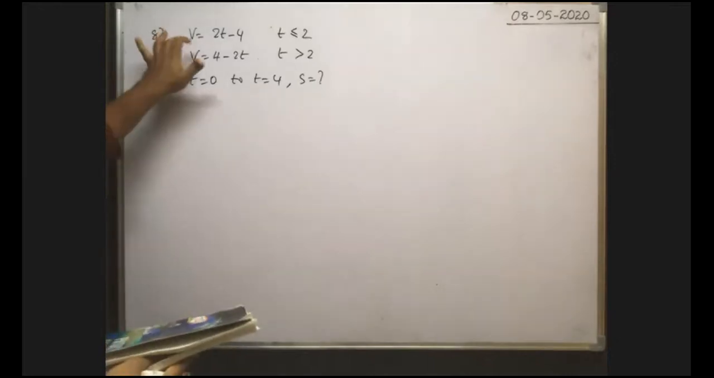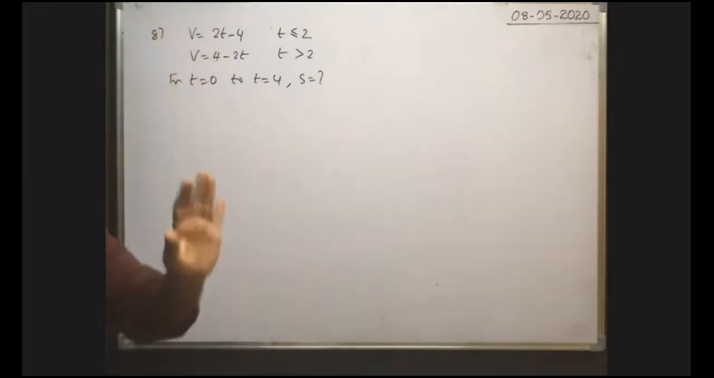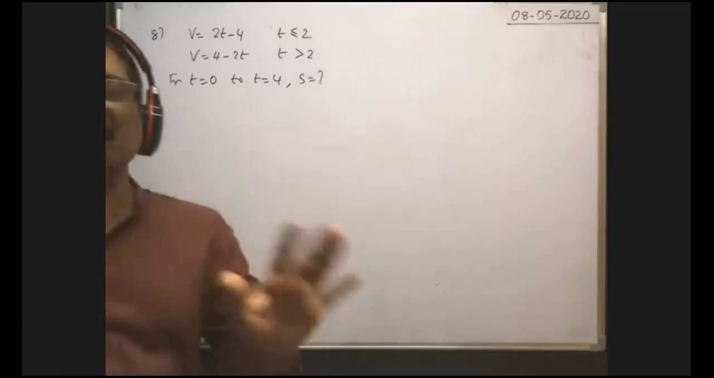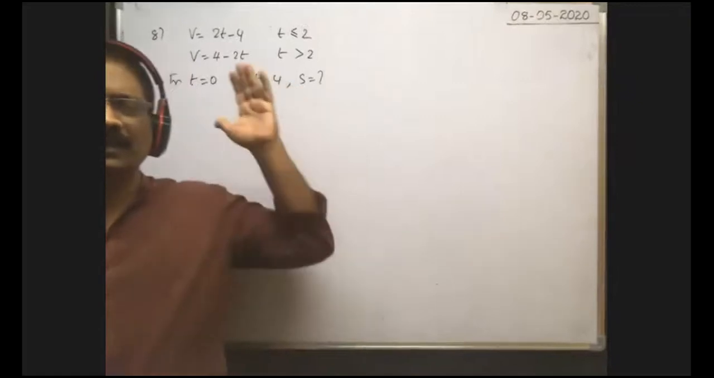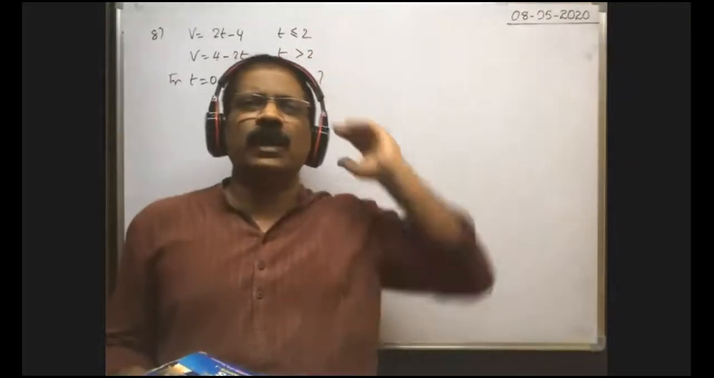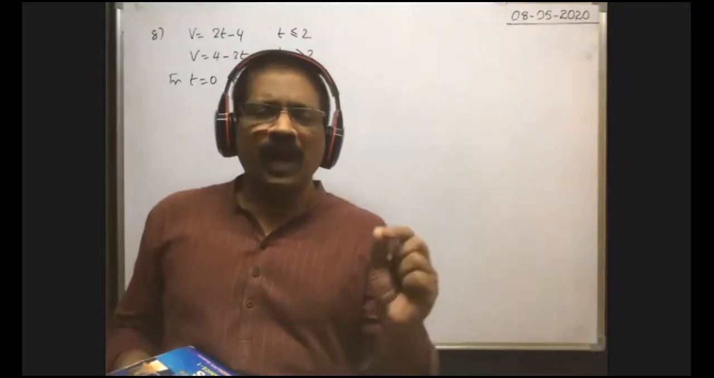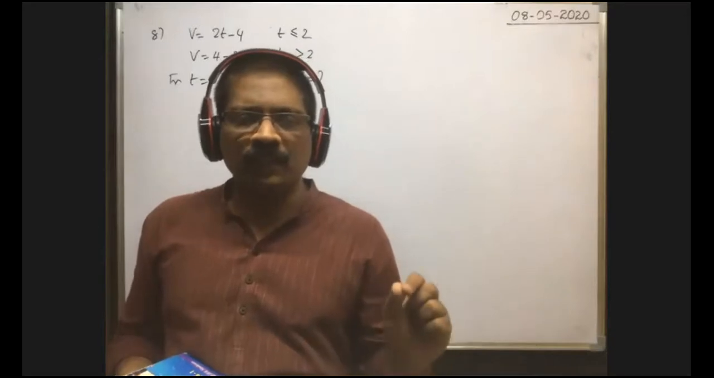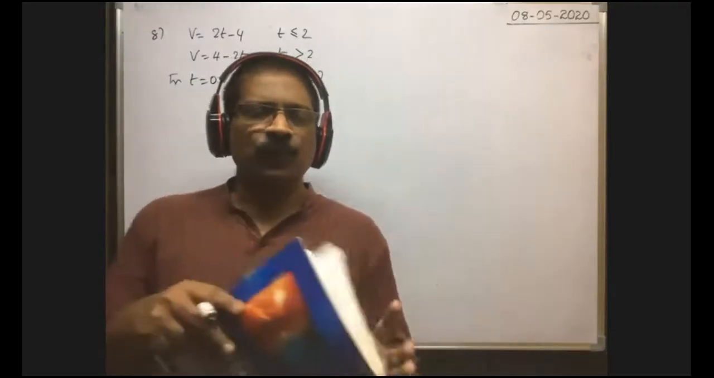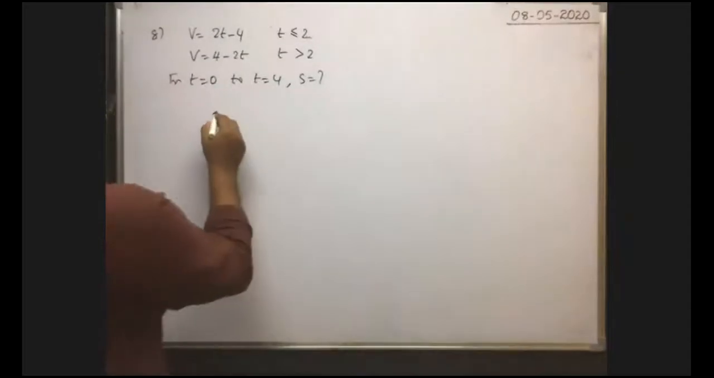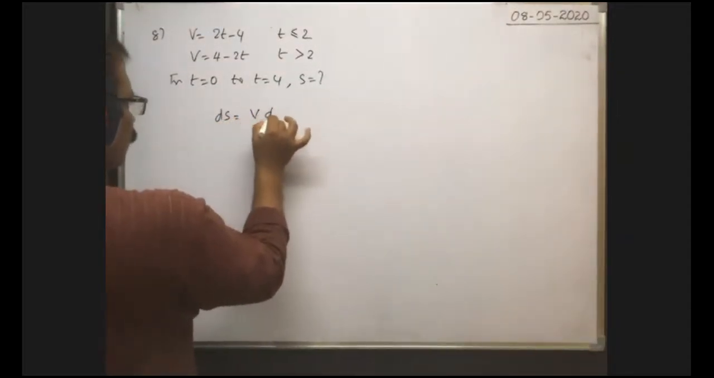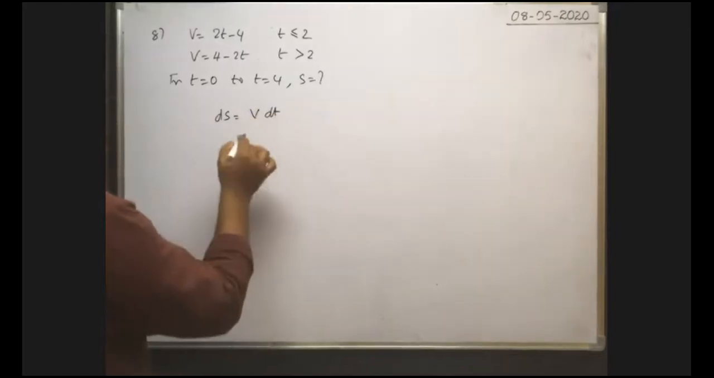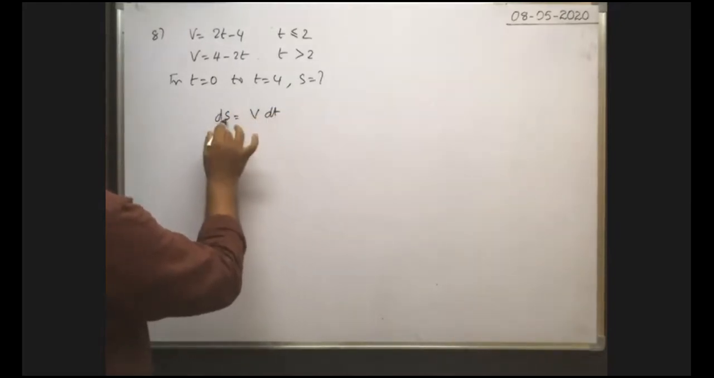As velocity varies with time, we cannot write velocity into time for distance traveled, because velocity is not constant. It varies with time, as given in the problem. That's why in a small interval of time dt, you find the distance traveled. In a small interval dt, the distance traveled is velocity into dt. Since v = ds/dt, ds = v dt.